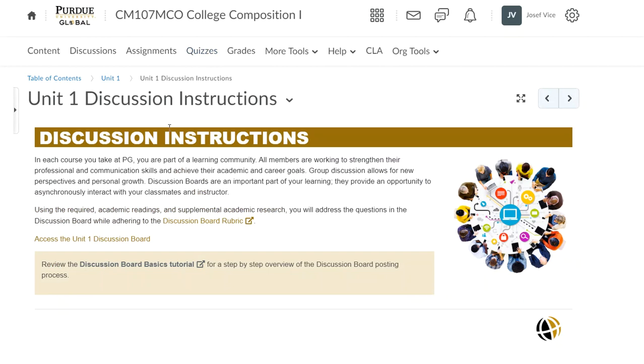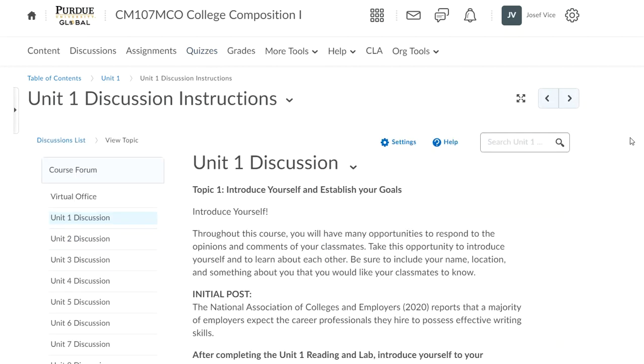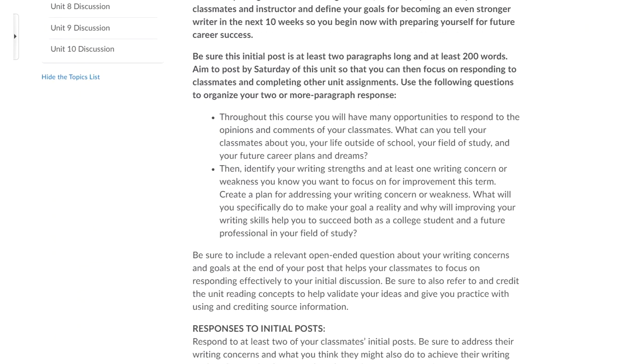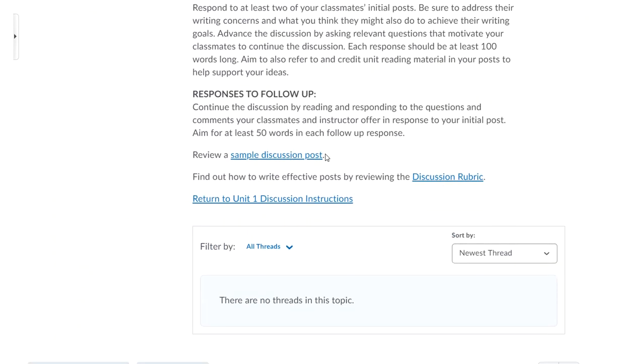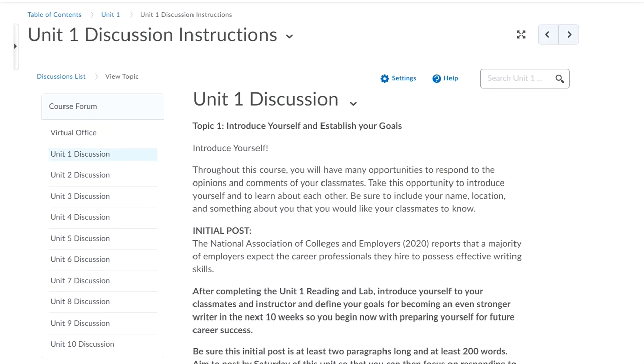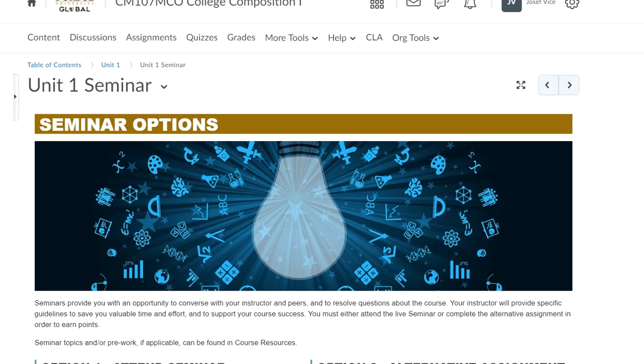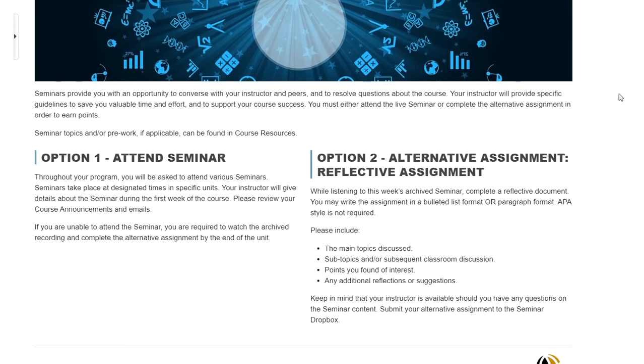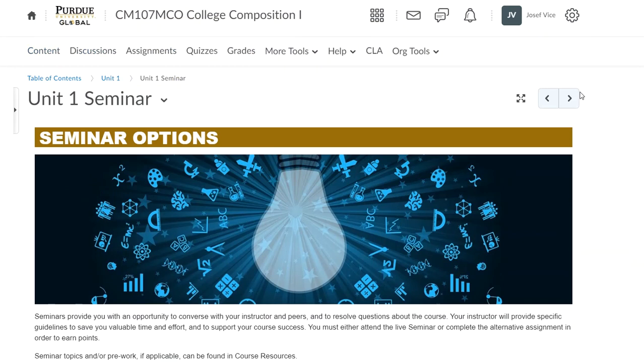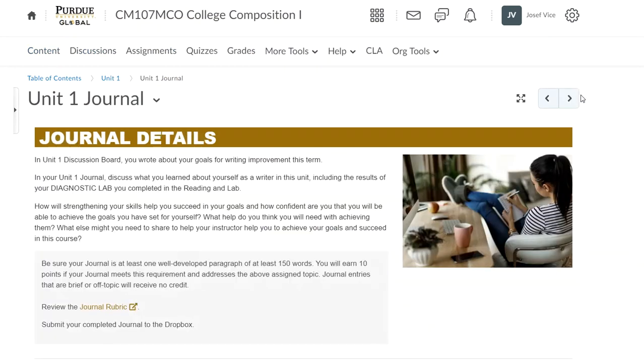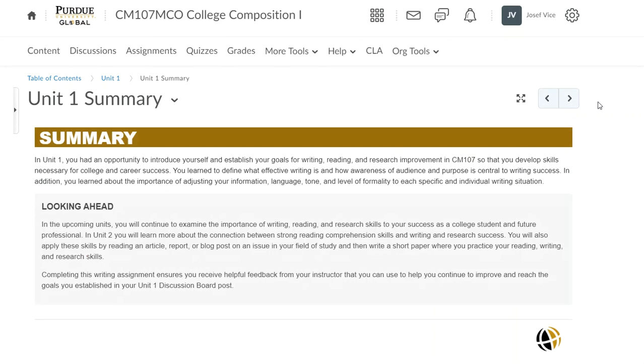So here, for example, they go into the discussion board. There's the click, and there it is. The instructions and material and how to access the sample and the rubric, for example, all there for them. And it continues to click very easily through the unit, through the seminar. The instructions for attending and the alternative are there for them. And it clicks very easily out of the unit into the journal and into the summary.